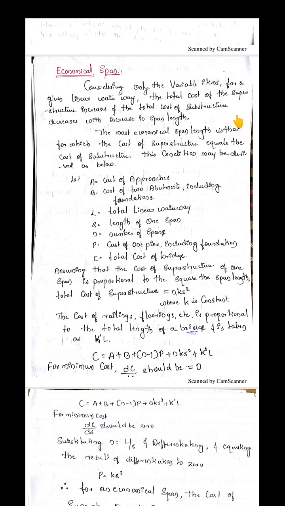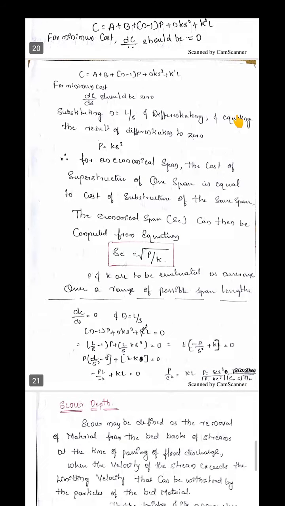So for the economical span, we should differentiate with respect to the span S, that is dC by dS should be equal to 0. Here our n is equal to L by S. Substitute L by S wherever n is there. That is C equal to A plus B plus L by S minus 1 into P plus L by S into K S square plus K dash L.